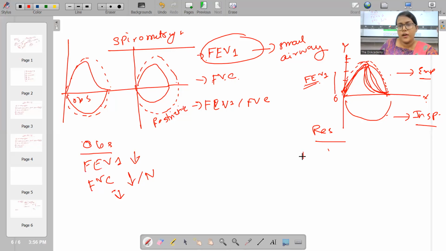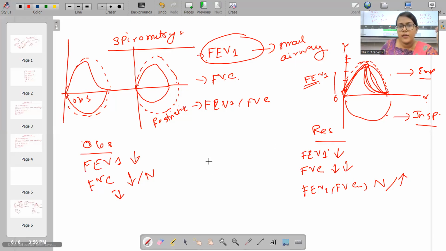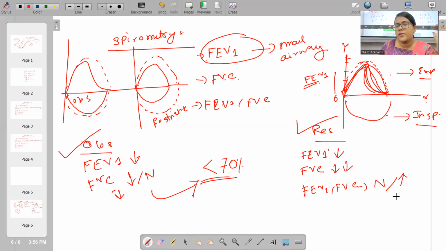In restrictive lung disease, FEV1 is reduced and FVC is significantly reduced. So the FEV1/FVC ratio is either normal or increased. The cutoff value, in some books, is said to be 80%, but for the MRCP Part 1 examination, we will remember 70%. If the ratio is less than 70%, this is obstructive airway disease, and in restrictive lung disease, it is either 70% or more than that.